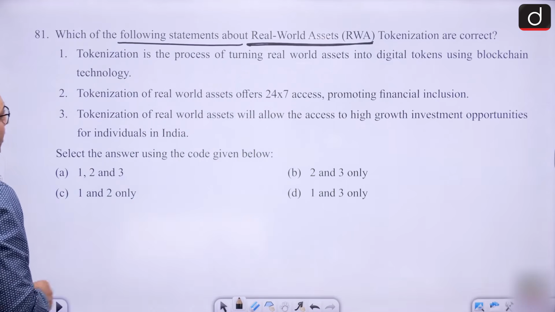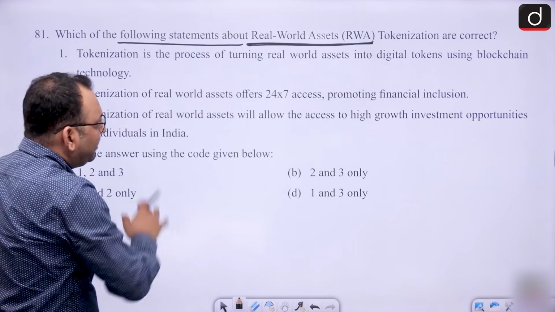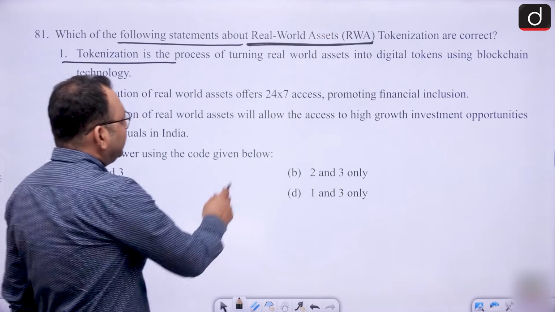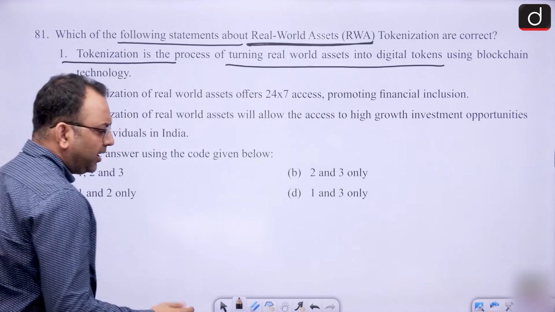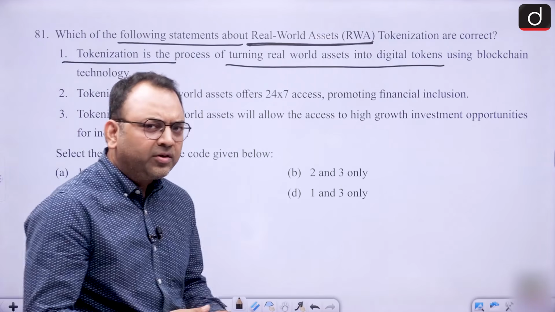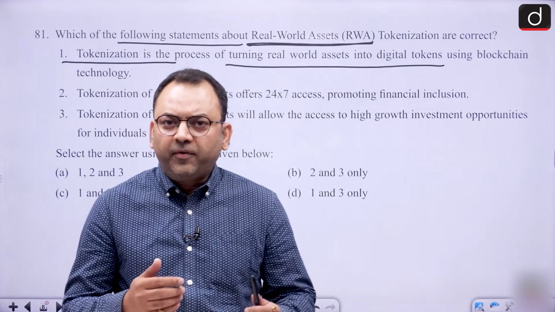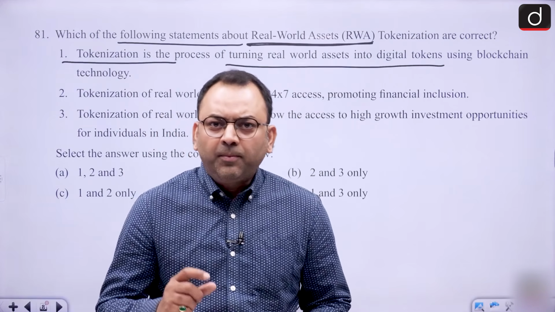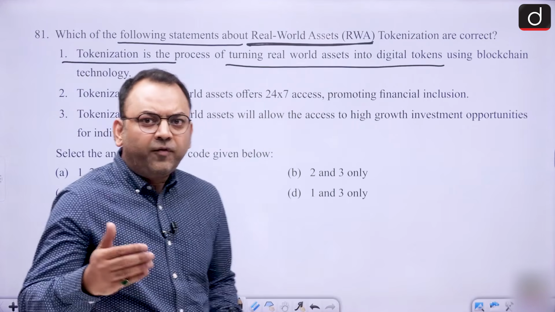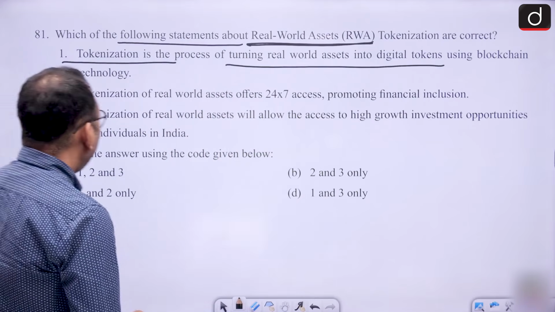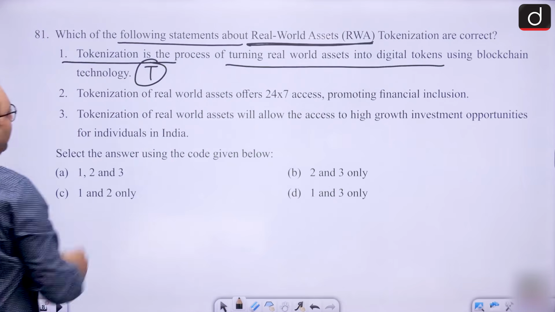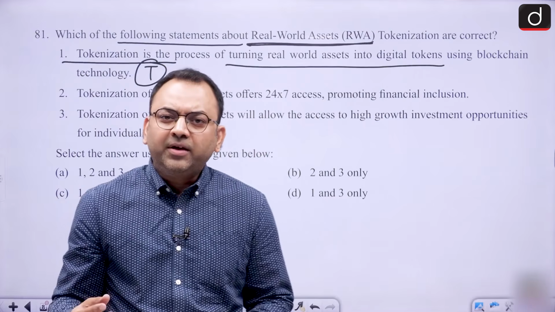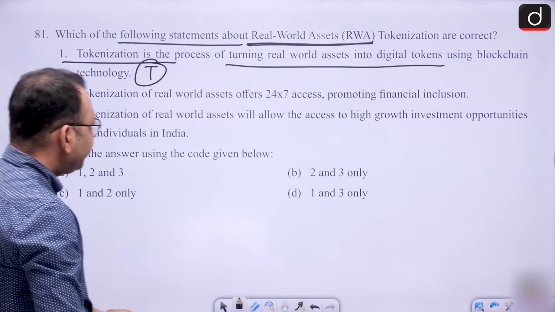So the question is, which of them are correct about tokenization? Tokenization is the process of turning real world assets into digital tokens using blockchain technology. That's true because blockchain helps prevent fraud in fake tokens. Any transaction will be converted to a block and added as a chain, so fudging of the data is not possible in the blockchain. That's why the first statement is true: by RWA tokenization we can convert any asset into a token and the token can be traded like an asset.